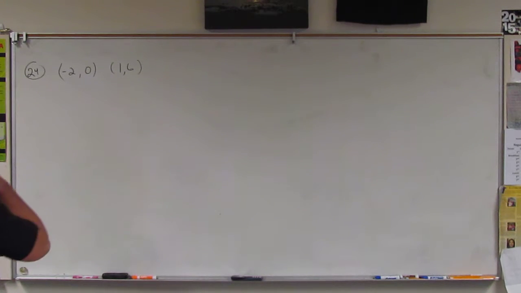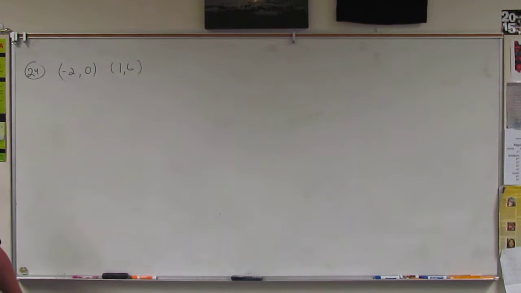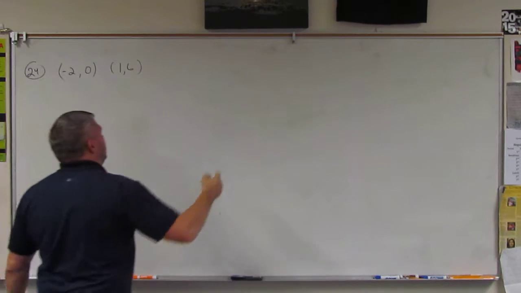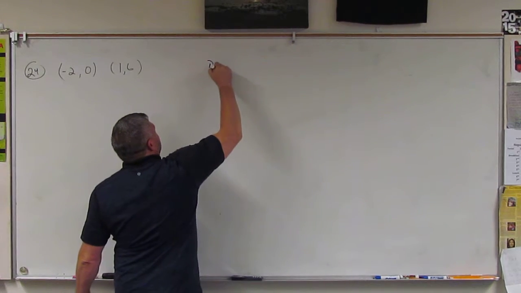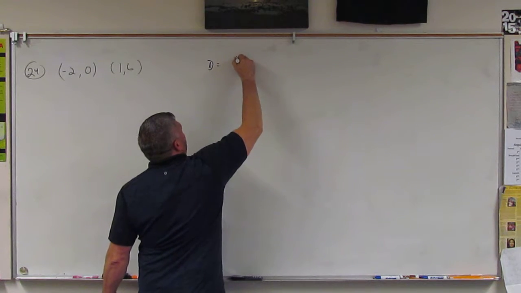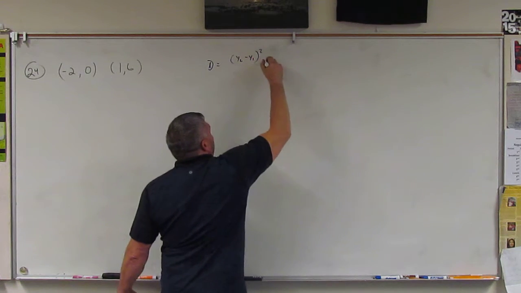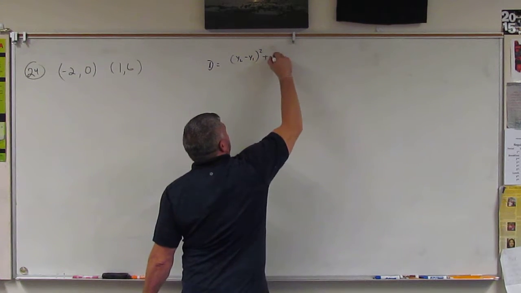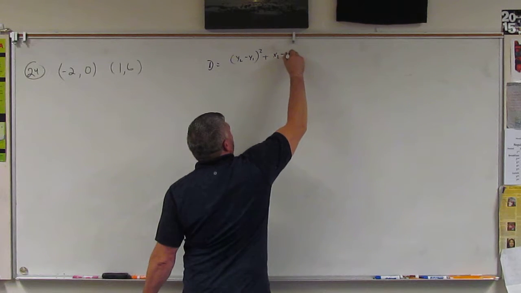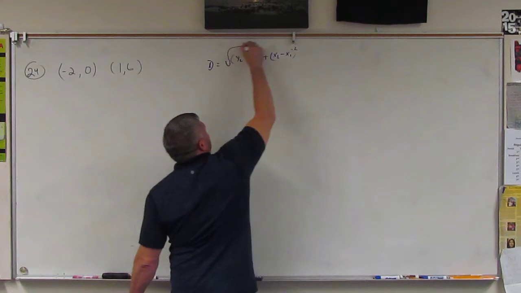Alright, let's think about this. The formula, I hit record, this is important. The formula is the distance is equal to y sub 2 minus y sub 1 squared plus x sub 2 minus x sub 1 squared, all square rooted.